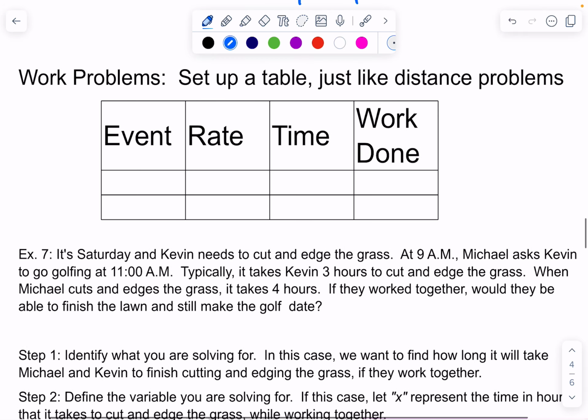All right, now let's get to some work problems, okay? Please don't stress out about this. It's not as bad as it seems, especially if you follow directions. It's Saturday and Kevin needs to cut and edge the grass. At 9 a.m., Michael asked Kevin to go golfing at 11 a.m. Typically, it takes Kevin 3 hours to cut and edge the grass. When Michael cuts and edges the grass, it takes 4 hours. If they work together, would they be able to finish the lawn and still make the golf date?